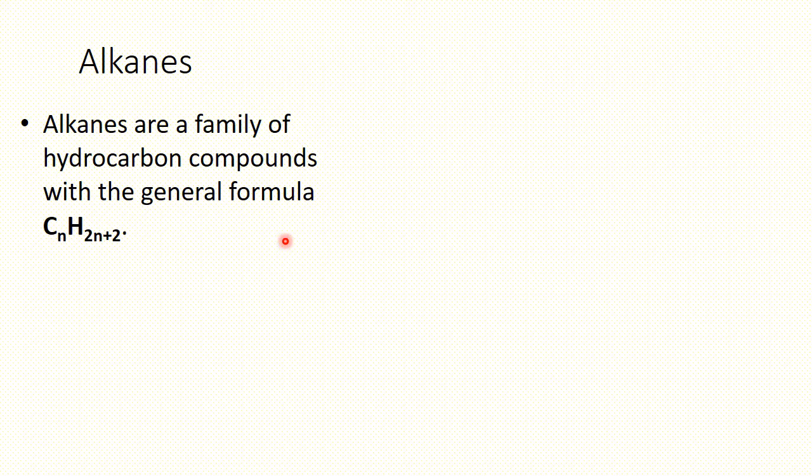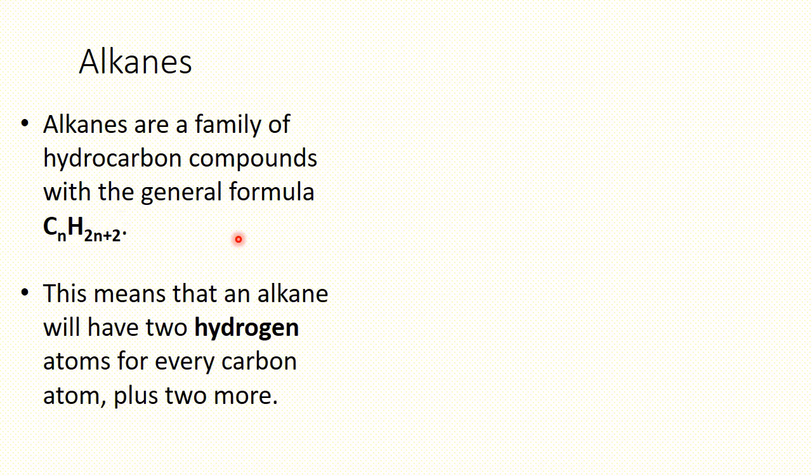So alkanes are the large family of hydrocarbons that we find within crude oil. They have the general formula CnH2n+2. What this means is that if we have 2 carbon atoms, then we'll have 2 times 2, which is 4, and then we'll add 2 onto that, which gives us a total of 6 hydrogen atoms. So we double the number of carbon atoms and add 2 to give us the number of hydrogen atoms.